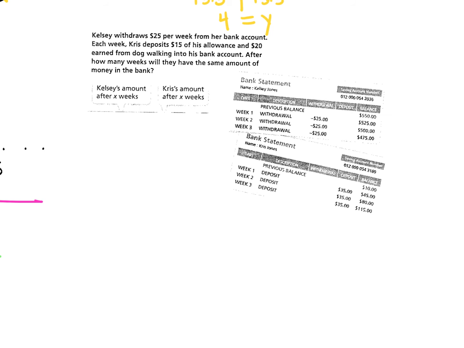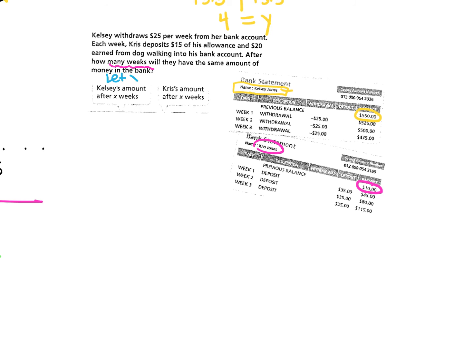Now I want to show you what an equation with a variable on two sides looks like in a real-world context. So here's an example. Kelsey withdraws $25 per week from her bank account. So here's Kelsey right here. Here's what she starts with, $550. Each week, Chris deposits, here's what, Chris doesn't start with as much money as Kelsey does. Chris deposits $15 of his allowance and $20 earned from dog walking into his bank account. After how many weeks will they have the same amount of money?